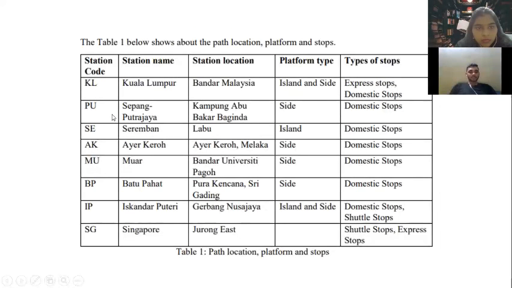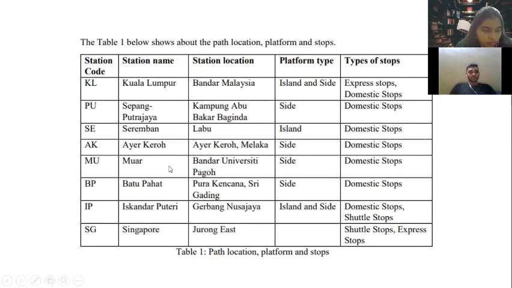The next one would be Sepang Putrajaya. The station location is Kampung Abu Bakar Baginda. The platform type is side, and it only has domestic stop. Next would be Seremban. The station location is Labu. Platform type is island. The type of stop is domestic stop. Next would be Ayer Keroh. The station location is Ayer Keroh Melaka. The platform type is side, and the type of stop is domestic stop.